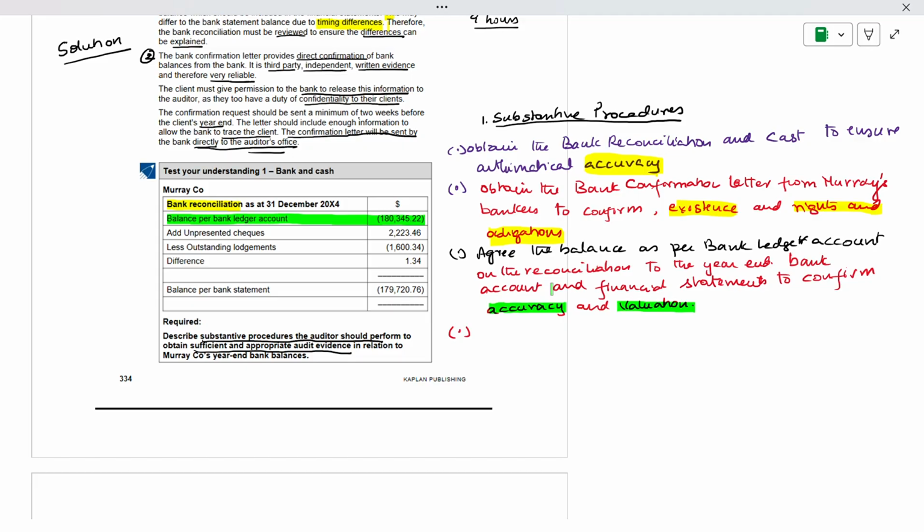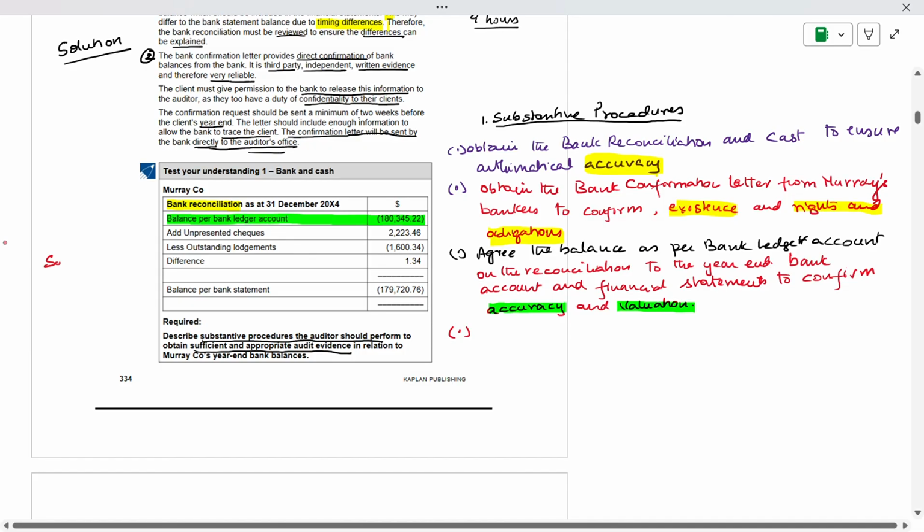We are writing so many things. In the examination, if there are 8 marks, write 8 procedures. If there are 6 marks, write 6 procedures. That's all. You should not write as many as possible. Write specific procedures according to the marks allocated. Each procedure should have an action, a source, and an objective. Understand my point? That is very, very important.